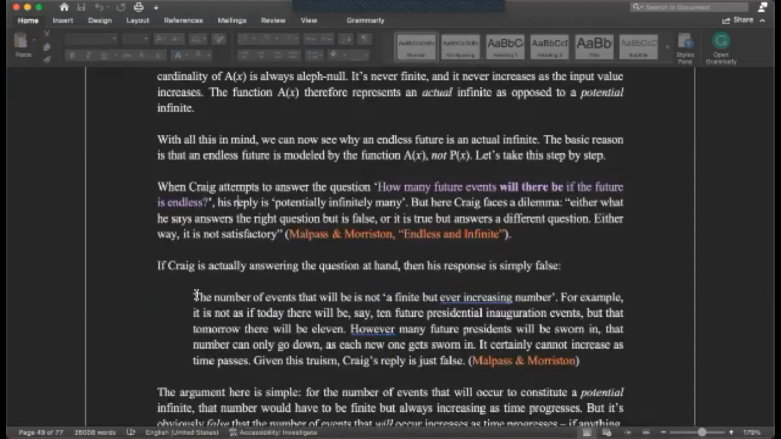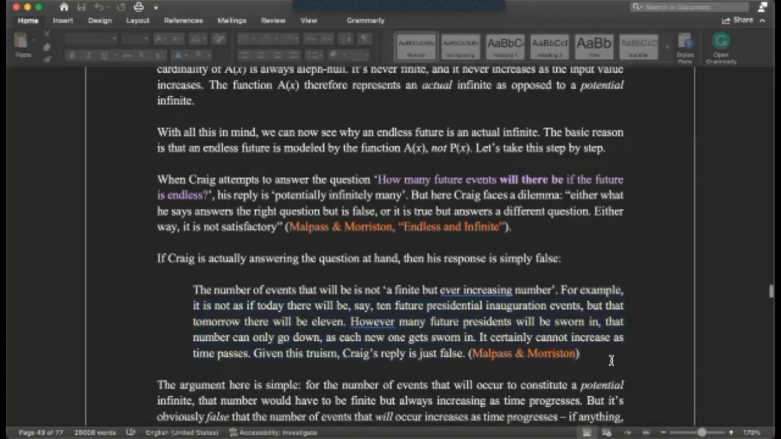As Malpass and Morstan point out, the number of events that will be is not a finite but ever-increasing number. For example, it's not as if today there will be, say, 10 future presidential inauguration events, but that tomorrow there will be 11. However many future presidents will be sworn in, that number can only go down as each new one gets sworn in. It certainly cannot increase as time passes. And given this truism, Craig's reply is just false.